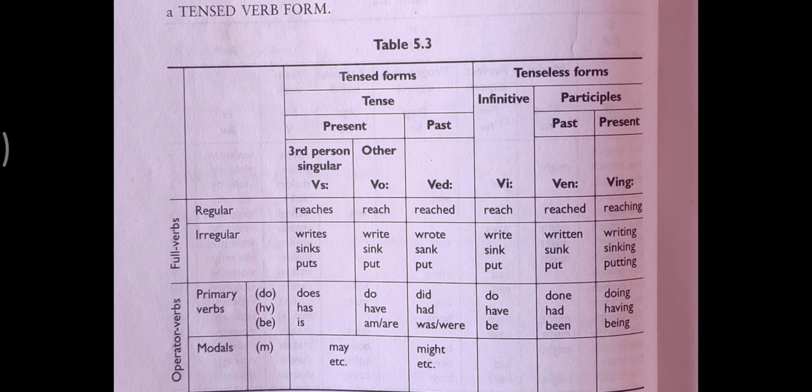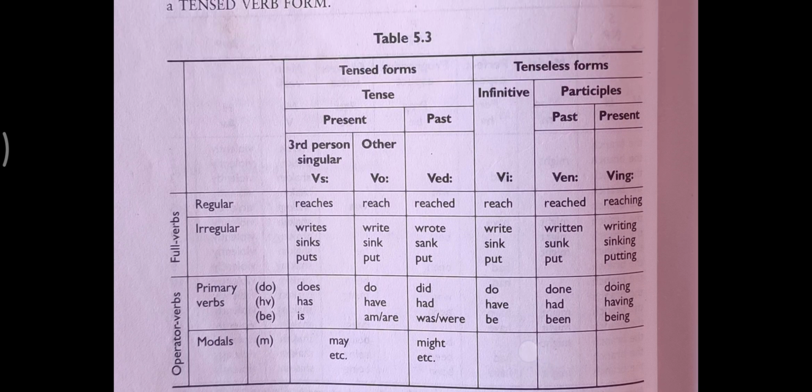Our primary auxiliaries: we have do, does, did; has, have, had. Has and have are forms of have, and past tense is had. Is is the third person singular form; is, am, are, and the past forms were and was. In the same way we have modal auxiliaries also.